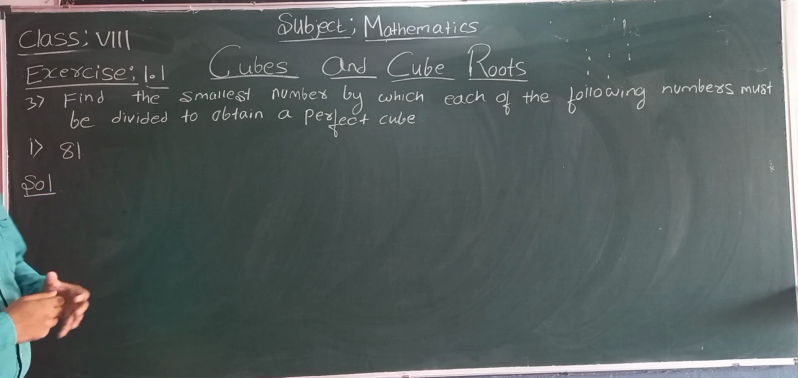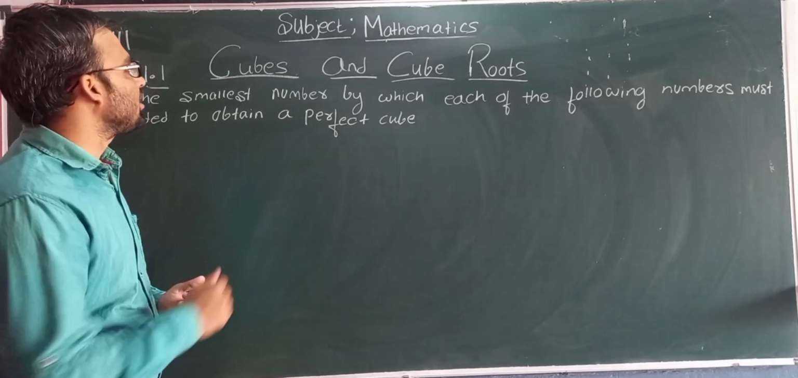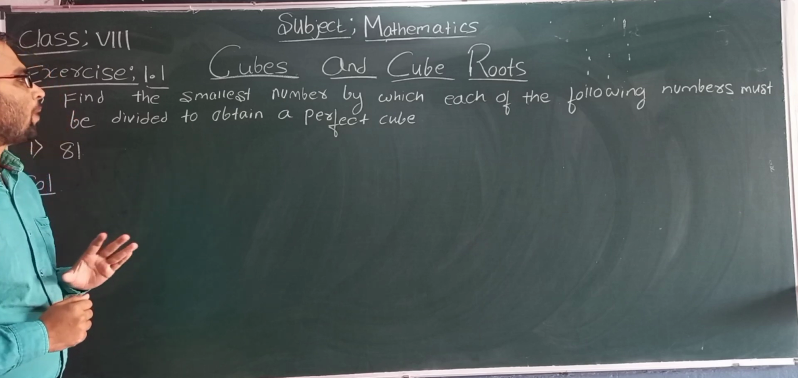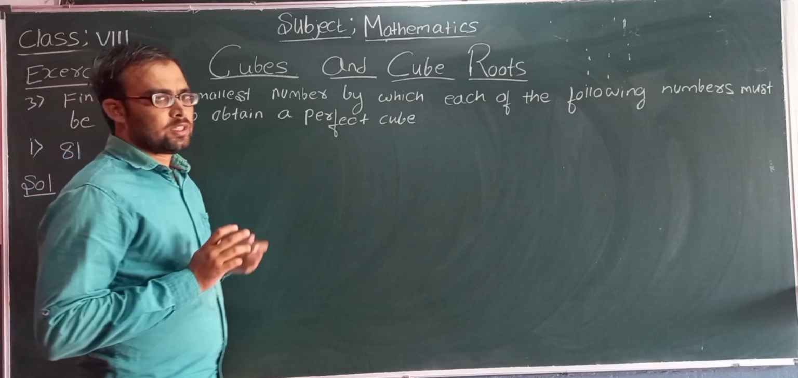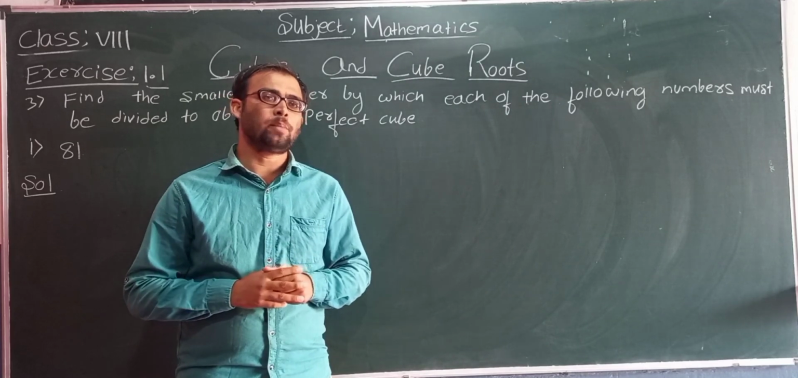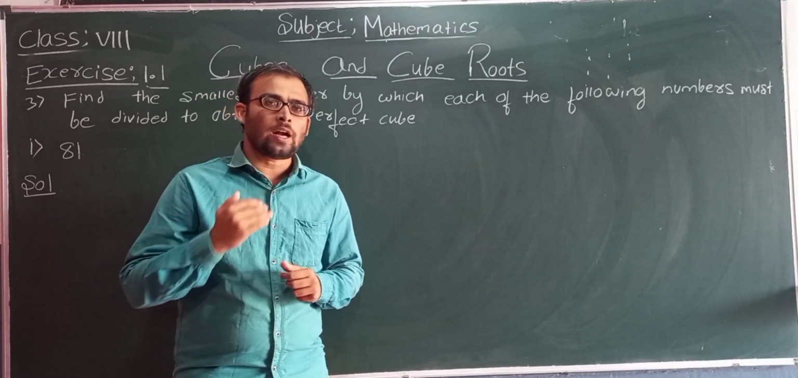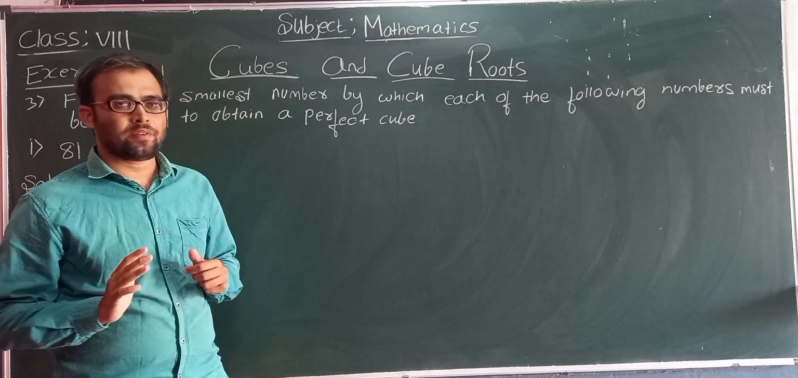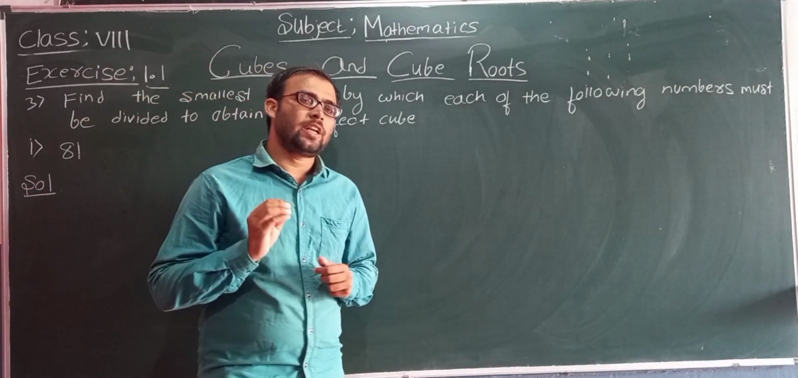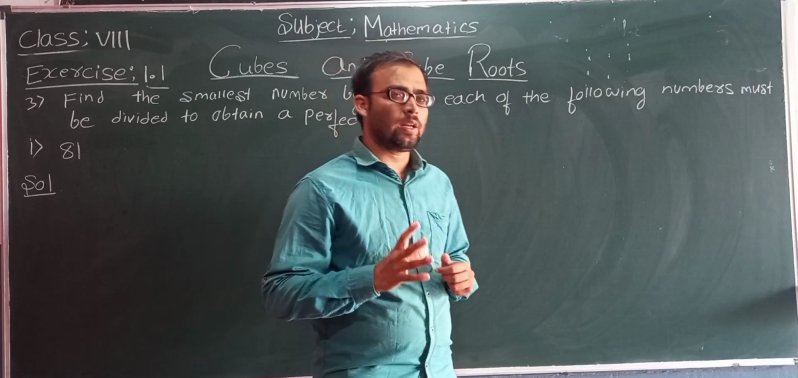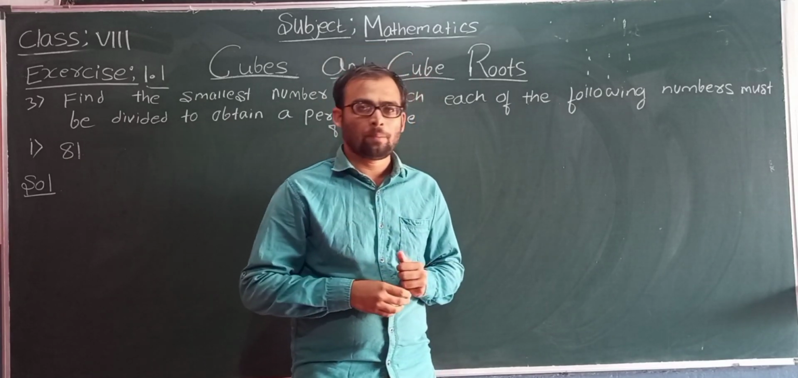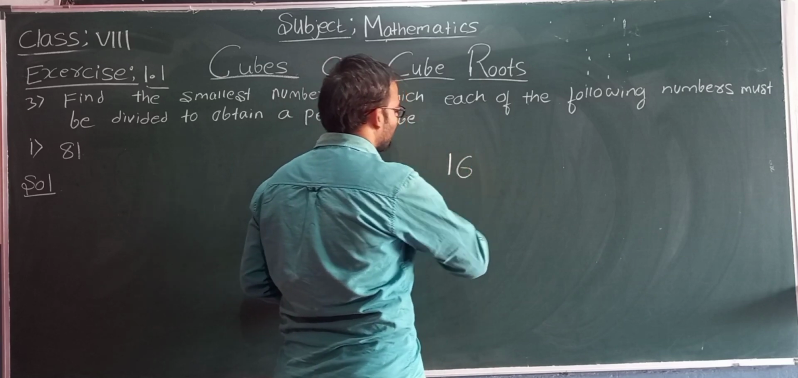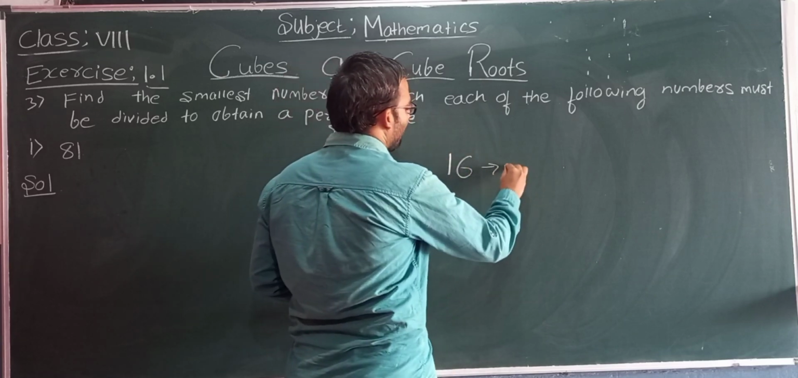Find the smallest number by which each of the following numbers must be divided to obtain a perfect cube. Students, in this question they have given some numbers. These are not perfect cubes, but when we divide these numbers by a particular number, then it will become a perfect cube. For example, 16 is there, students. It is not a perfect cube.